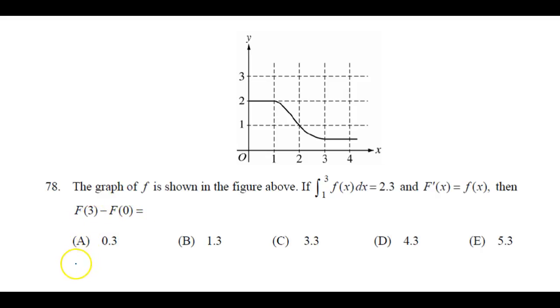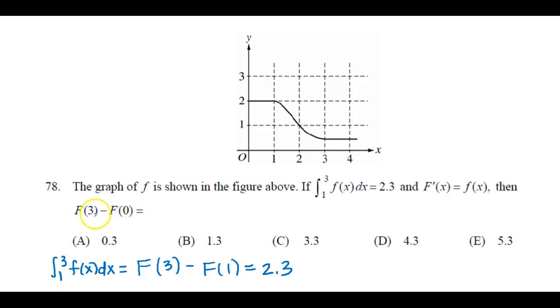So let's go ahead and write down on the bottom what's going on. The integral from 1 to 3 of f of x dx, I know that equals 2.3. But because big F prime of x equals little f of x, by the fundamental theorem part 1, I also know that this is the same as big F of 3 minus big F of 1. So big F of 3 minus big F of 1 is going to give us a value of 2.3. But that's not exactly what we want. We want big F of 3 minus big F of 0.